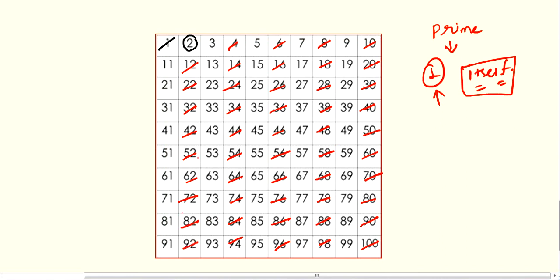Okay, now next prime number is 3. Next prime number is 3. So now strike out all the numbers which are divisible by 3. As you can see, 9 is divisible by 3. 3 3 ja 9, so strike it out. And 3 5 ja 15, strike it out. Then 3 7 ja 21, strike it out.